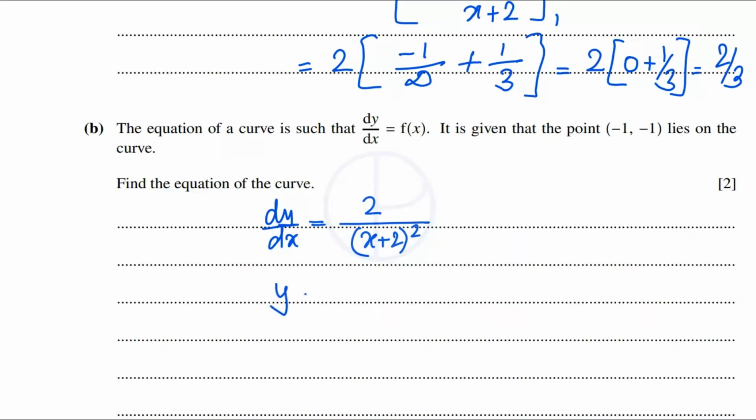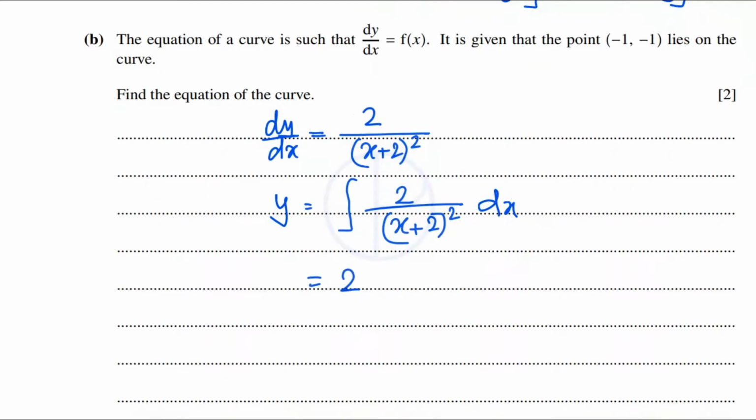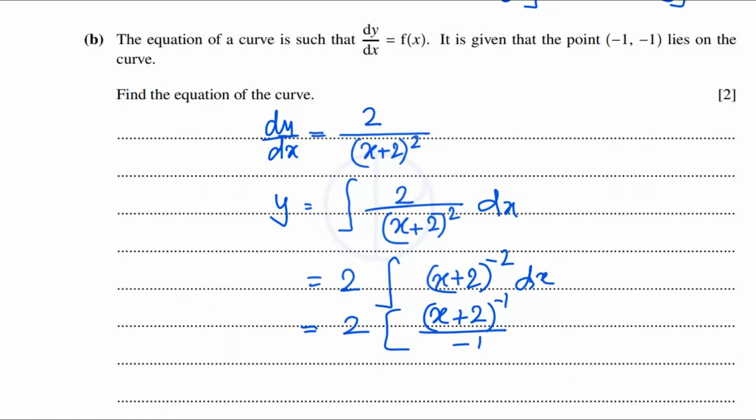We need to integrate this one. So we get y equal to the integral of 2 over (x plus 2) the whole squared multiplied by dx. Let's rewrite this as 2 times the integral of (x plus 2) to the power negative 2 multiplied by dx. So 2 multiplied by (x plus 2), the power will be negative 1, divided by negative 1, plus c. So y is equal to negative 2 divided by (x plus 2) plus c.